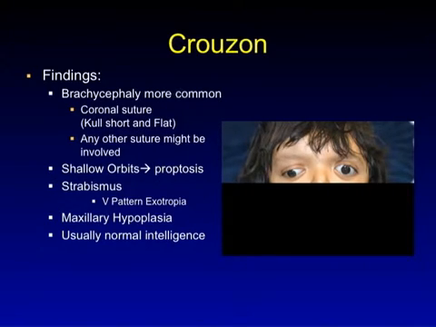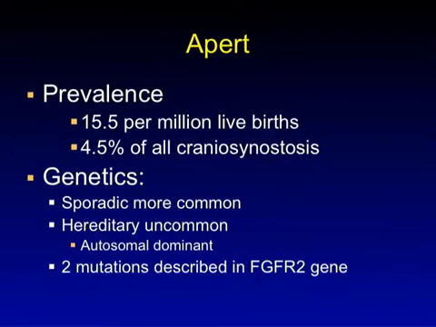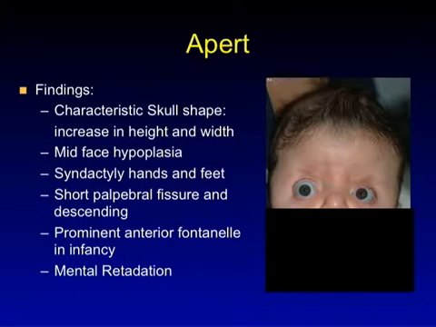So the board may give you a patient scenario with a patient that doesn't have some sort of mental incapacity, and so Crouzon may be on your differential. Apert is also autosomal dominant, and really I think the genetics are important questions to know for these patients. Okay, so they also have midface hypoplasia, short palpebral fissures, and they're descending, and they actually do have MR, okay?